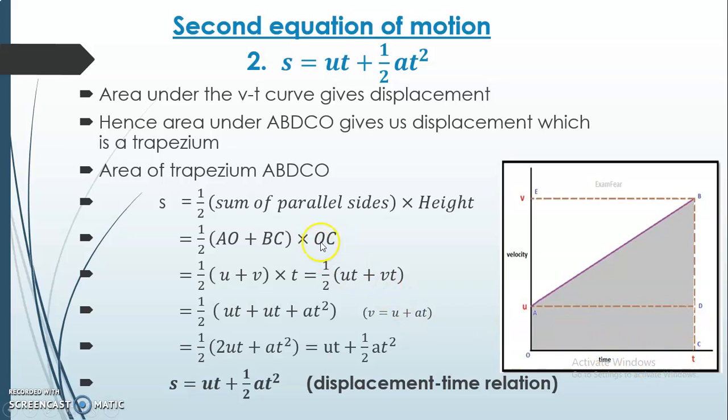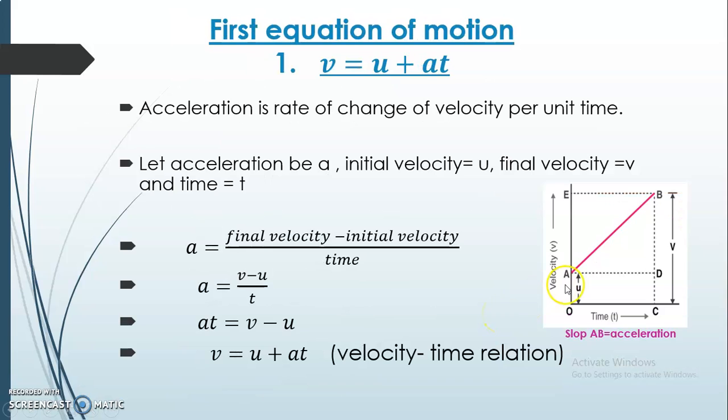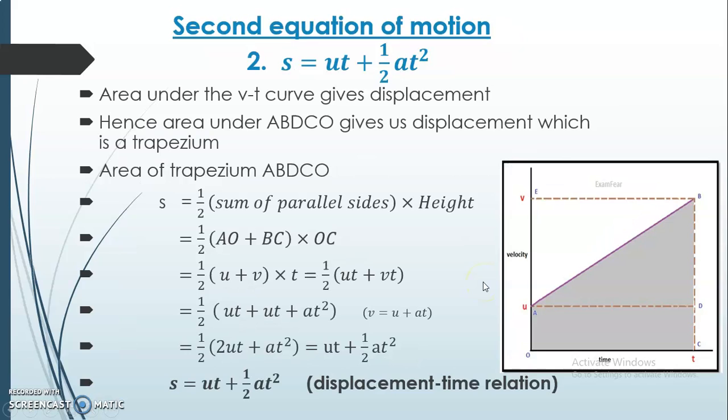Okay, so here we can write height as OC. Then you can see that this is our initial velocity U. In the last slide also we have seen that this is the U or initial velocity, and this is the final velocity, this big one BC. This is V, and this small distance is U. So here we can write half of U plus V multiplied by OC. So OC is our time, so we can write it as T.